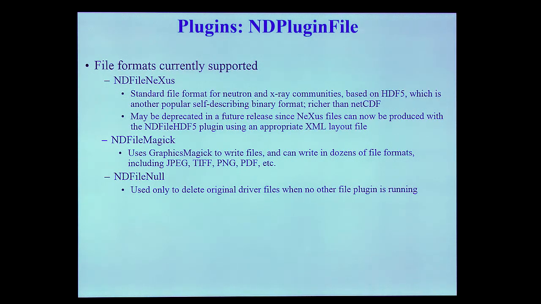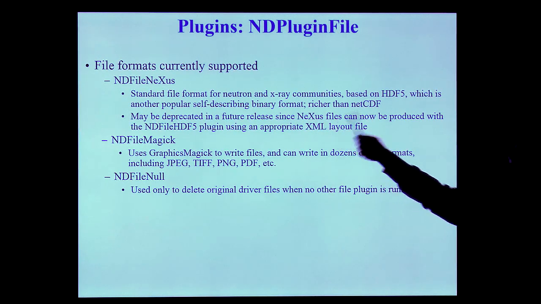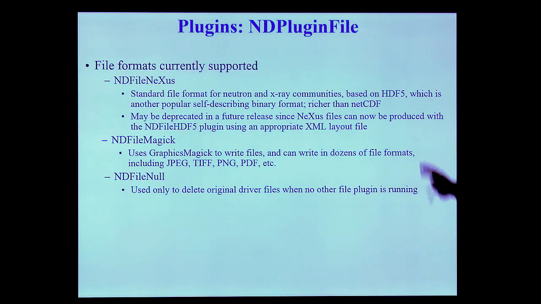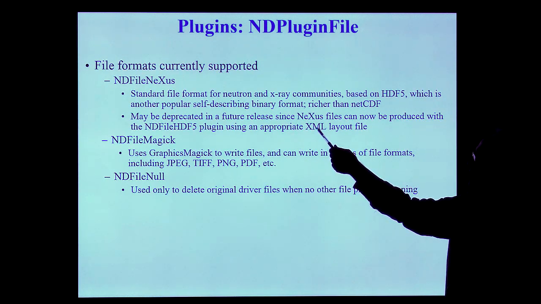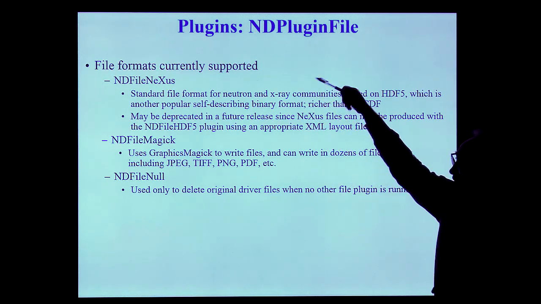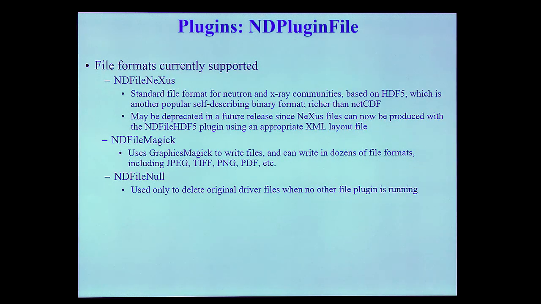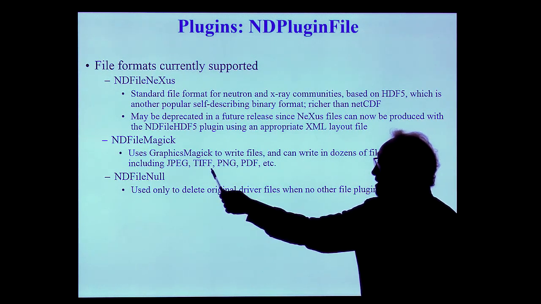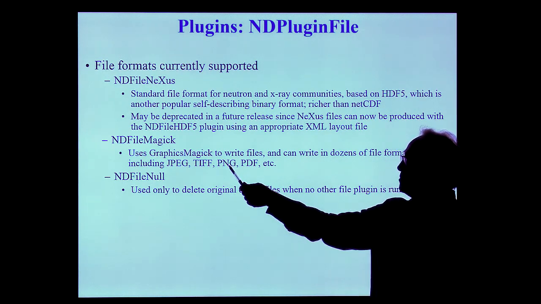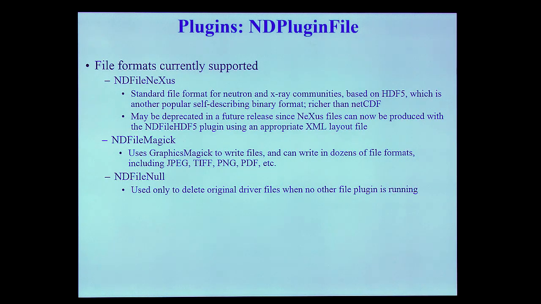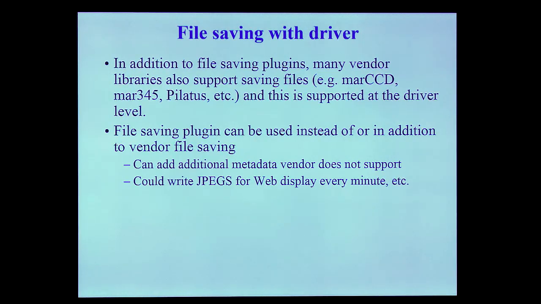There's also a Nexus plugin that writes the same kind of files as the HDF5 plugin, but it uses a different API, the Nexus API. This may be deprecated because it's really not necessary now that the HDF5 plugin can let you control the layout with an XML file. We really don't need this plugin. There's a GraphicsMagick plugin that lets you save in a variety of different formats, JPEG and TIFF, just like we already have another plugin, but also PNG and PDF and Windows bitmap and a whole bunch of others. And then there's something called a null file plugin, which doesn't actually write any files, and I'm not going to get into that.